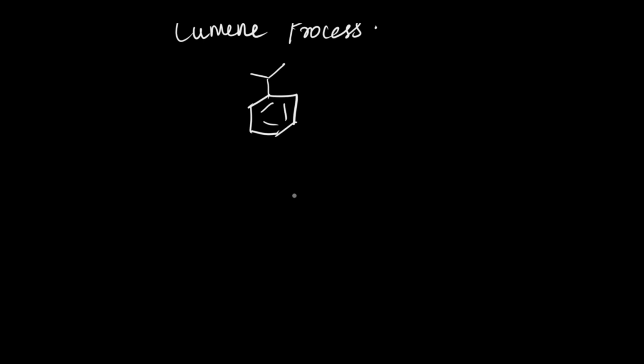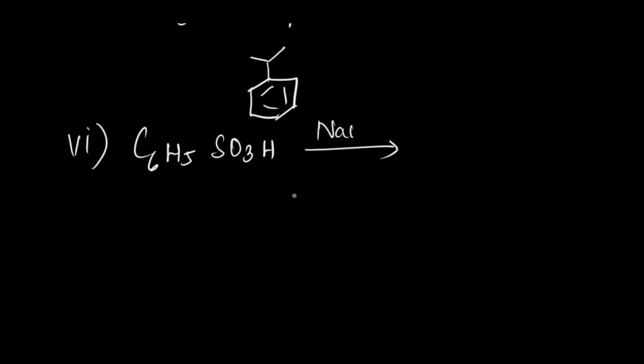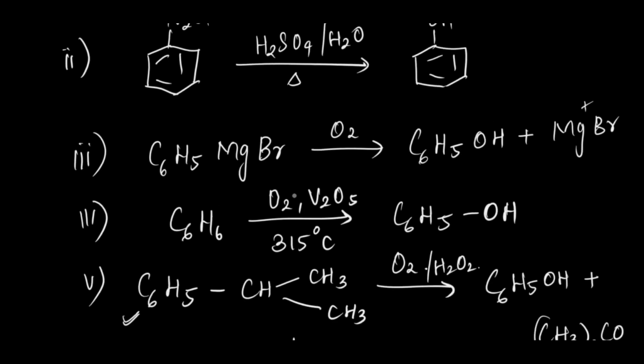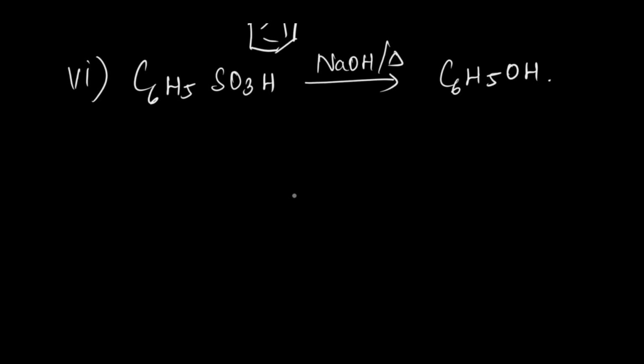Then the next method to prepare phenol is from benzene sulfonate. That is our last method, which is C6H5SO3H with NaOH and HCl, that is giving us C6H5OH. So these are the methods to prepare phenol, which are simple processes, but it is asked so many times in the question paper. So please be careful with the phenols.